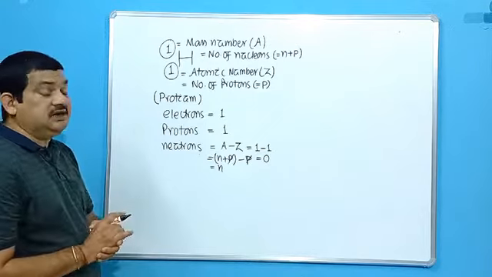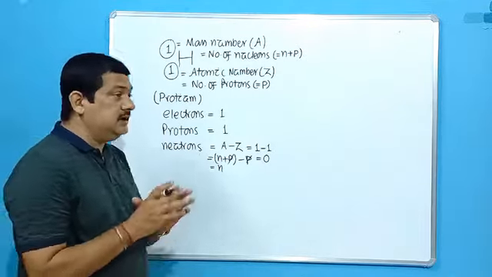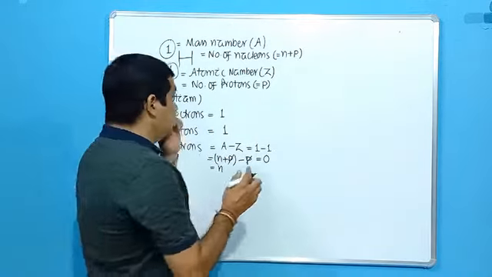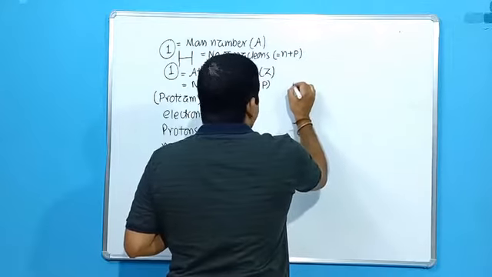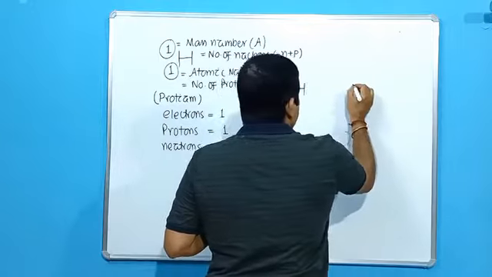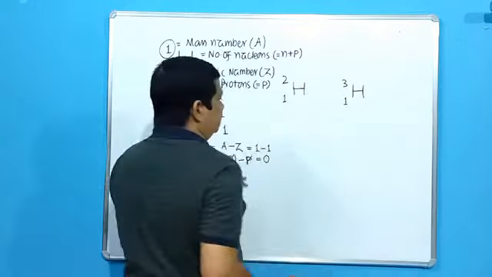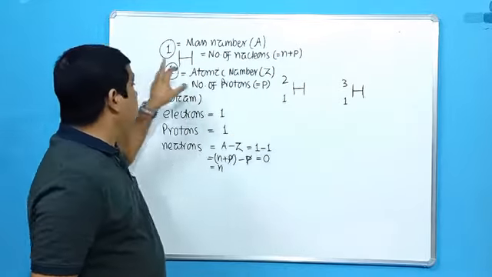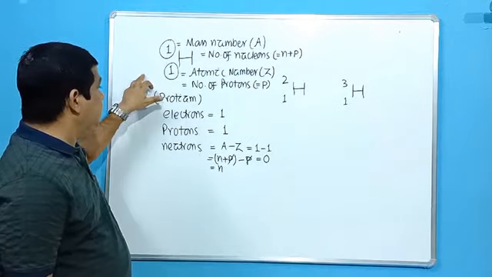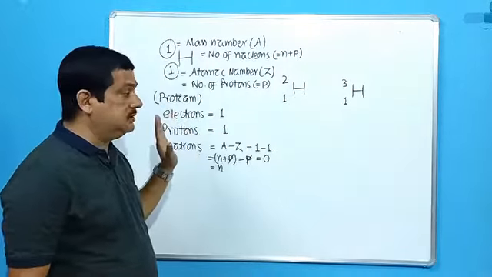Okay. So this is how you can calculate the number of electrons, protons and neutrons in any given element if you are provided with atomic number and mass number. Then look at these two, H 1 2 and H 1 3. So these two are called isotopes of hydrogen because they have the same atomic number but different mass number.